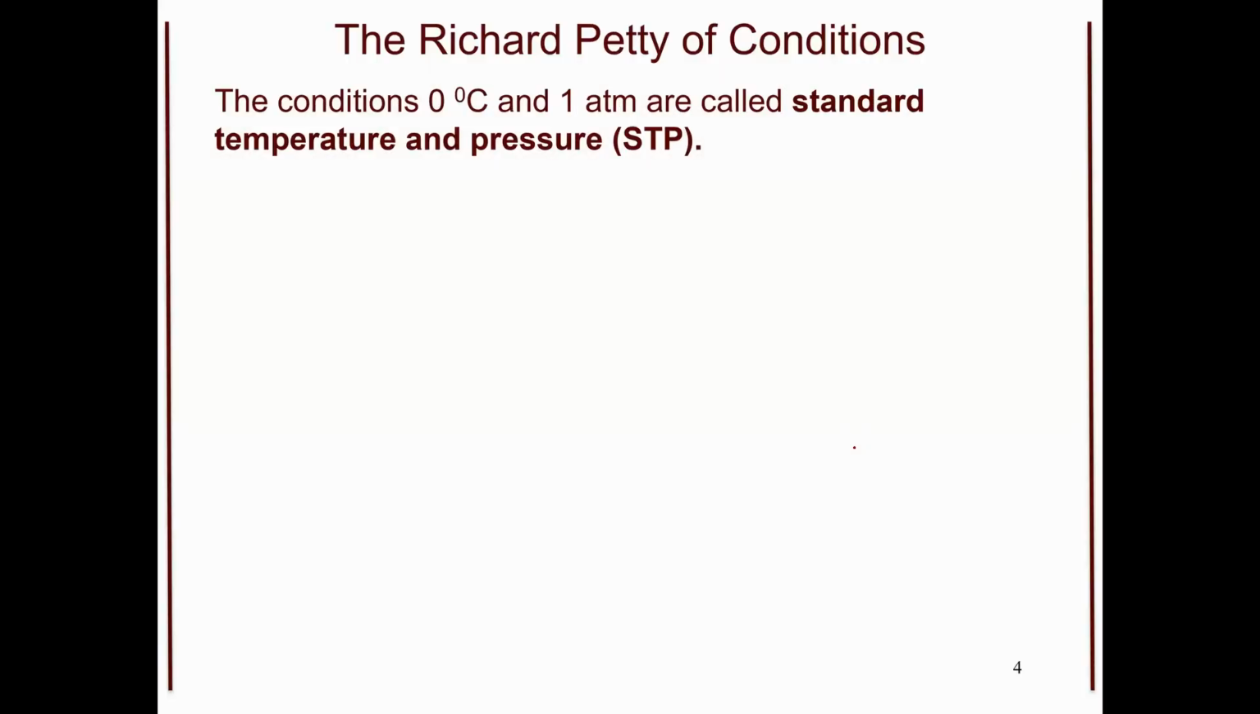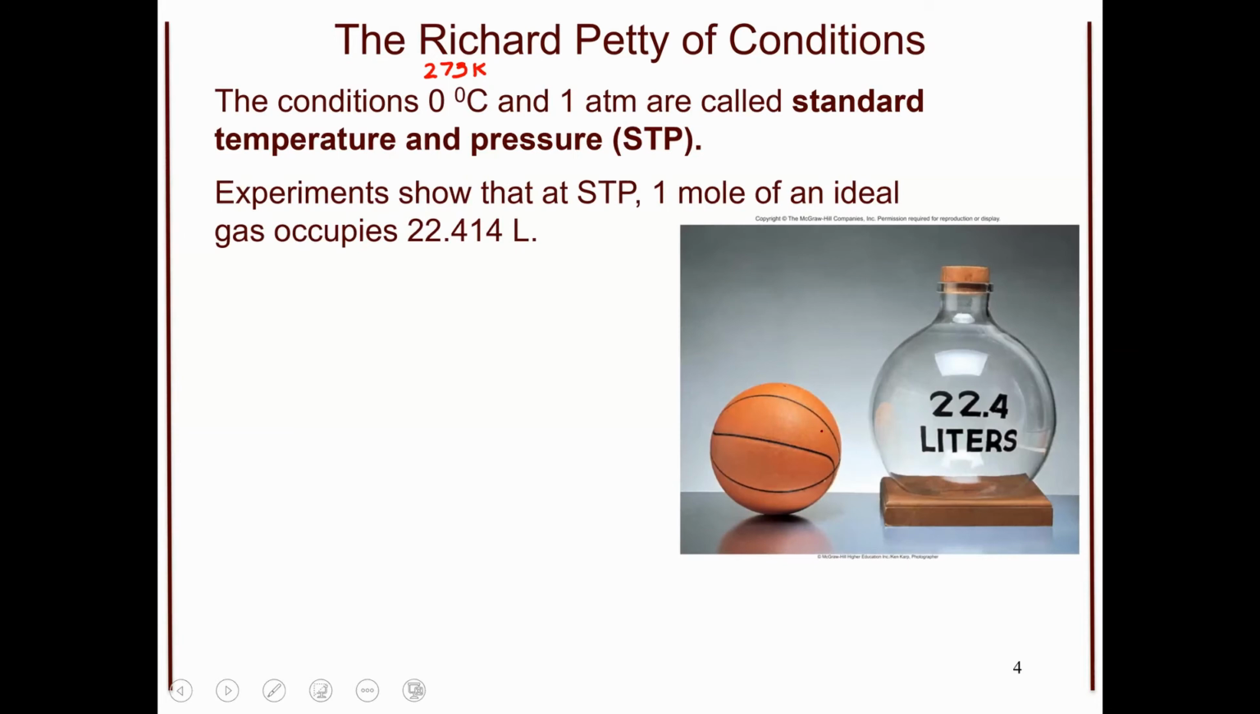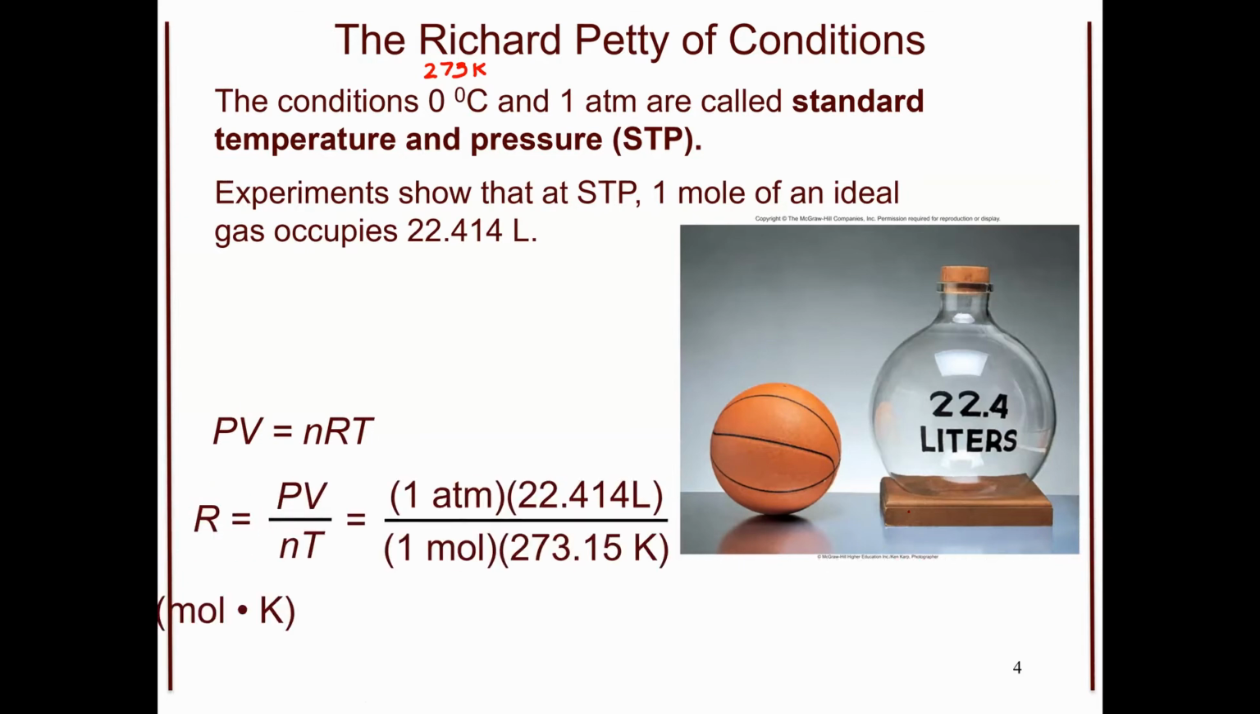One of the important things that you're going to hear about in this chapter is what we call standard temperature and pressure. That is 0 degrees C, which is 273 Kelvin, and 1 atmosphere. The reason that this is so important is that experiments showed that at STP, 1 mole of any ideal gas occupies a volume of 22.414 liters. So now, using PV equals nRT to solve for R, I am now able to go and calculate R as 0.082057 liter atmosphere per mole Kelvin.